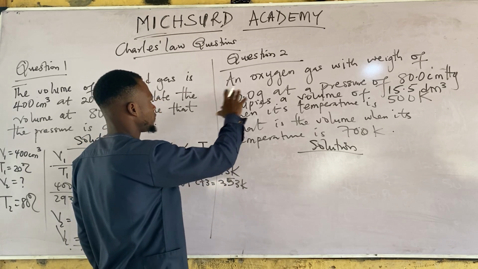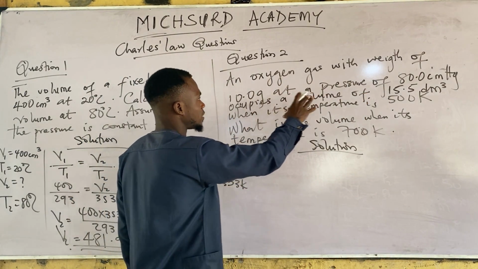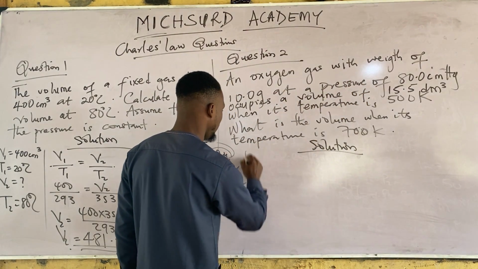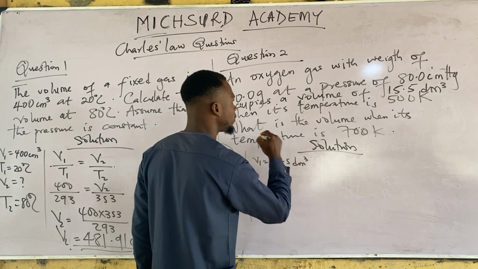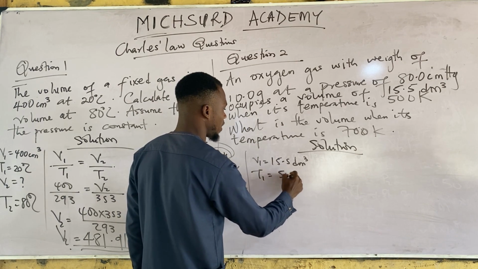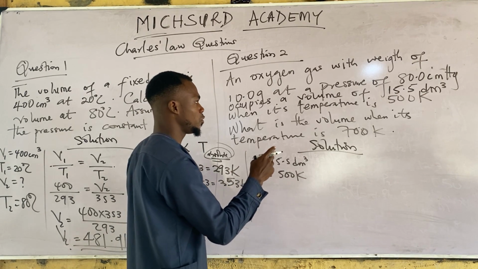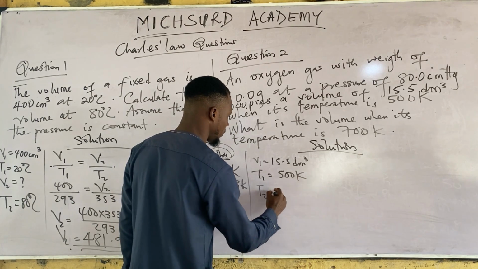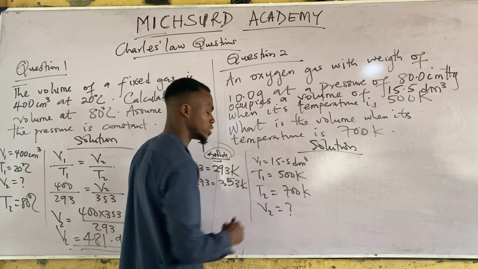So now we have an oxygen gas with a mass of this, at a pressure of this, which occupies a volume of 15.5 dm³. The first volume is given as 15.5 dm³, and the temperature corresponding to that is given as 500 Kelvin. Now they say, what is the volume when its temperature is 700 Kelvin? If the temperature becomes 700 Kelvin, then what will be the final volume?